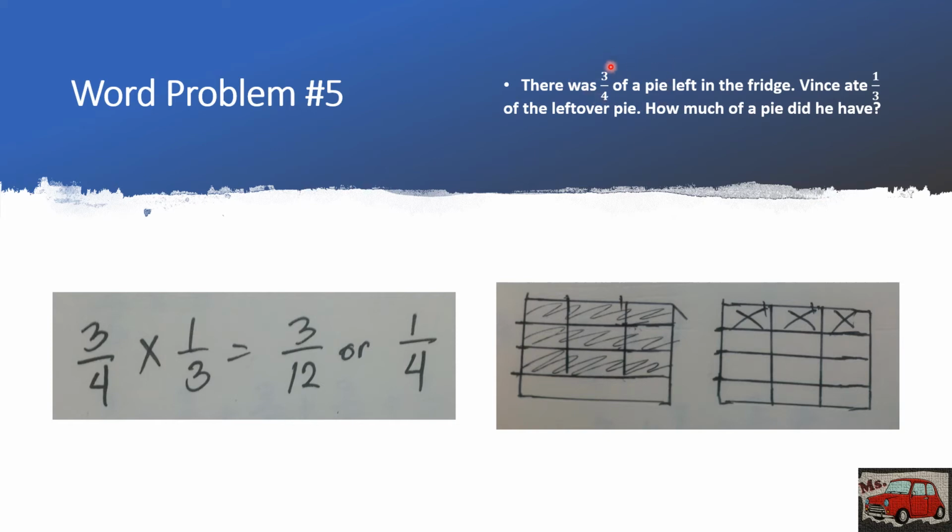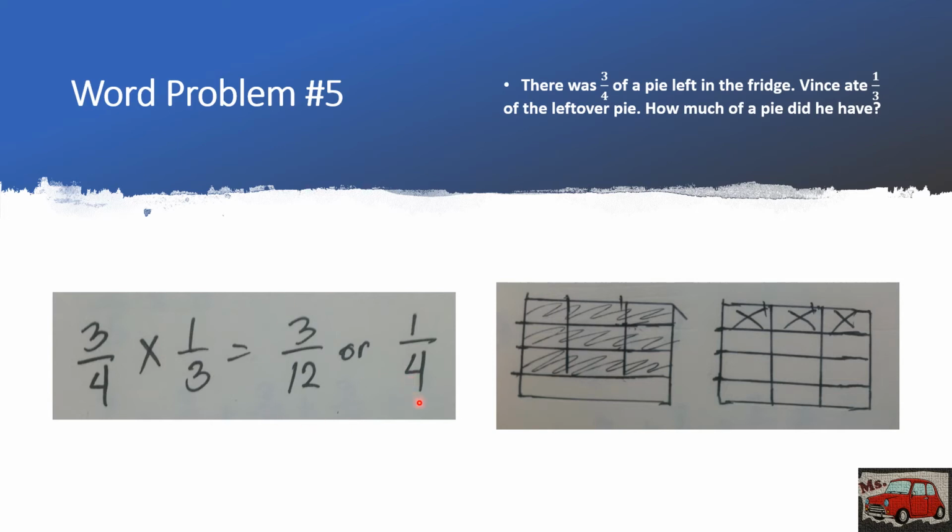So, ibig sabihin, hindi ito yung buong pie. 3/4 yung natira. And yung natirang 3/4, kumuha siya dyan ng 1/3 at kinain niya. So, ang tanong, ano yung fraction sa buong pie yung nakuha niya or nakain niya? Okay? So, we will multiply the fraction to answer that. And 3/4 times 1/3, that is 3/12 or 1/4.